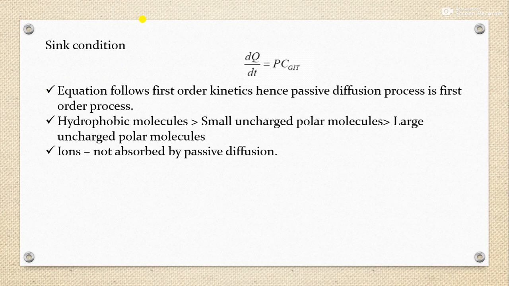P refers to the permeability of molecules, and it is the ease with which a drug can penetrate or diffuse through the membrane. The equation follows first order kinetics, and hence passive diffusion is a first order process.